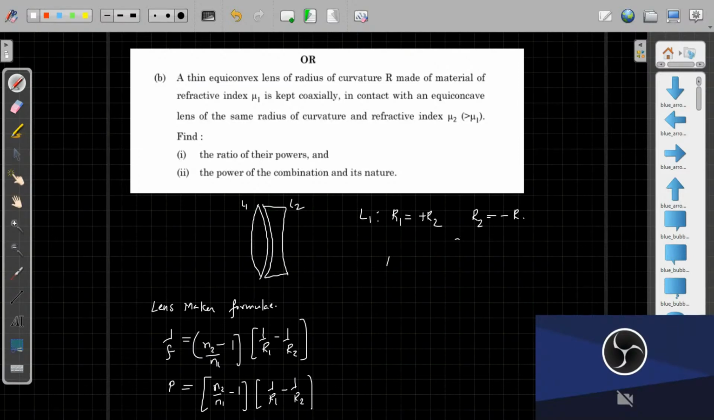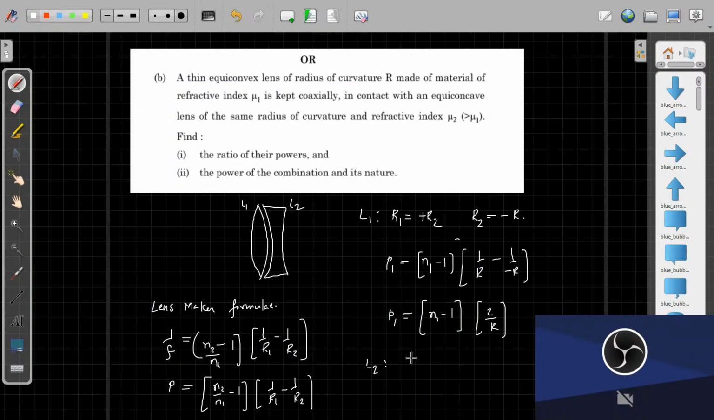So P1, we will write like this once again. N1 minus 1, by R1 minus 1 by minus R. If both are R and minus R, then I should get N1 minus 1 into 2 by R. That's it. This is P1. Similarly, what will be P2?